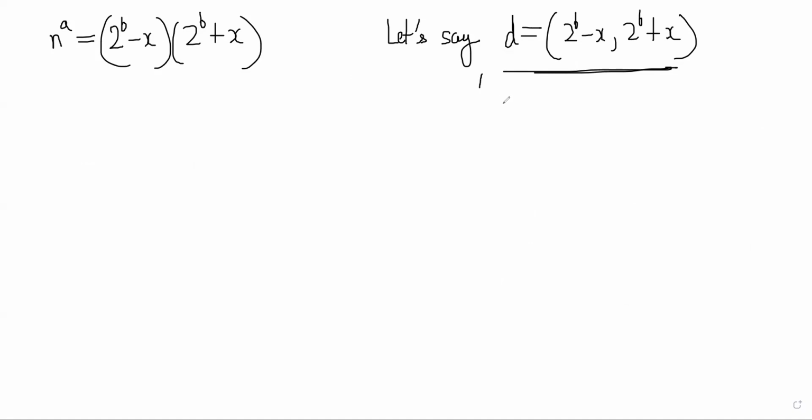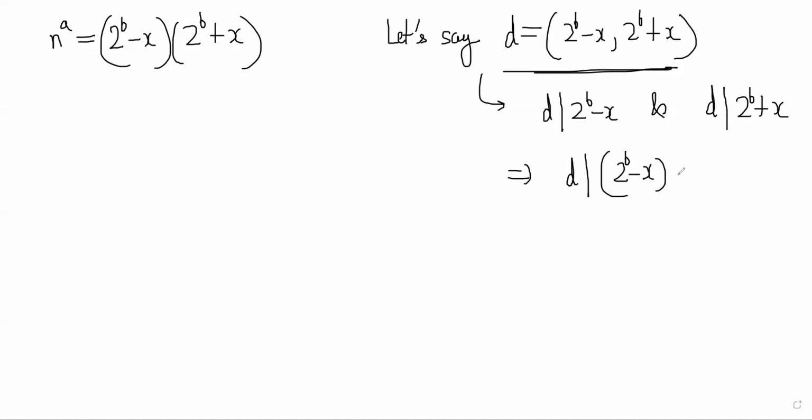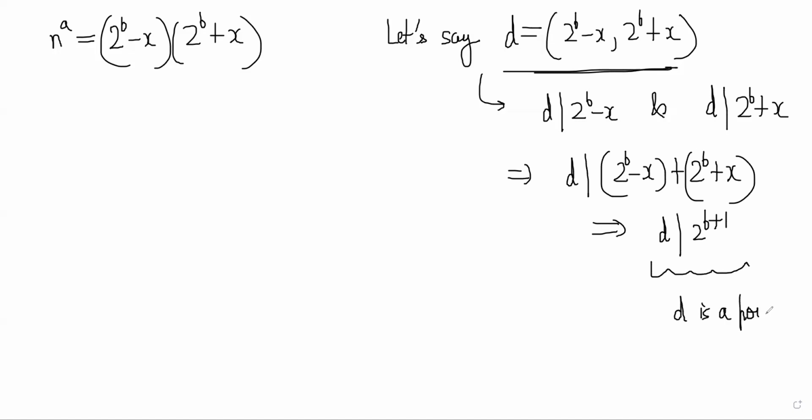So from here we can say that d divides 2^b − x and d divides 2^b + x. That implies that d divides the sum of these two, right? d divides the sum of these two numbers. So d divides 2^(b+1). If d divides 2^(b+1), d is a power of 2. We get that d is a power of 2, right?